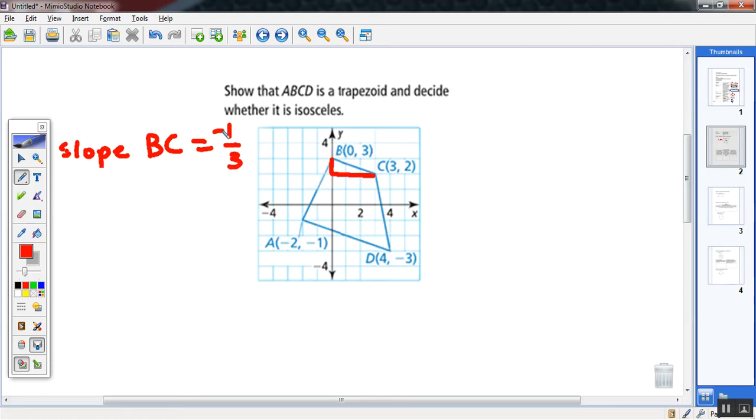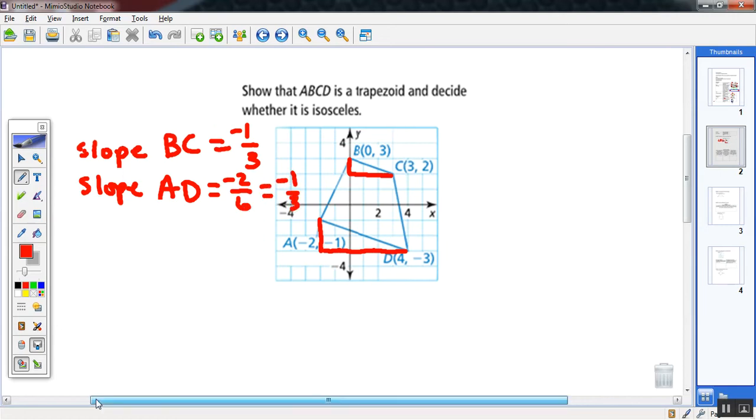Now, if this is going to be a trapezoid, for sure, I can only show one pair of sides parallel. That means the other pair of sides would not be parallel. We're going to have to show that too, okay? What's the slope of this one here from A to D? How far down, kids? 2, and how far to the right? So the slope of AD is also negative 2 over 6, which is what? Okay, you guys buying what I'm selling so far? Yep.